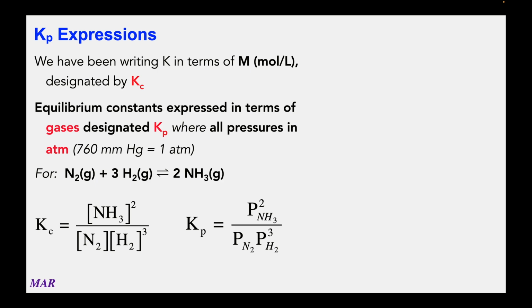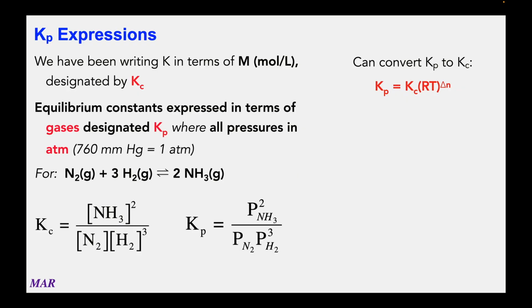However, if you had just a bunch of atmospheric pressure data, Kp would be the pressure of the NH3 squared, and you would divide by the pressure of N2 and the pressure of H2 to the 3rd power. And again, all those pressures have to be in atmospheres. So use the one that's easiest for you. Most of the time, Kc is great, but if you have a Kp, no problem too.